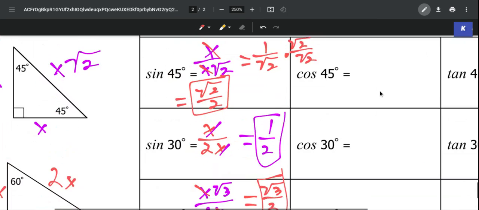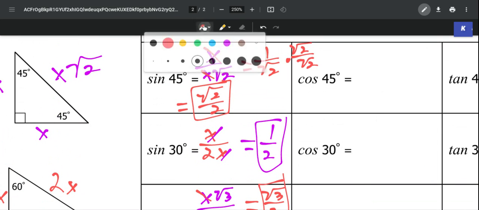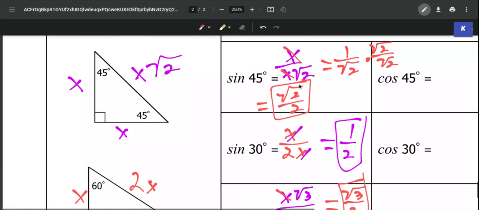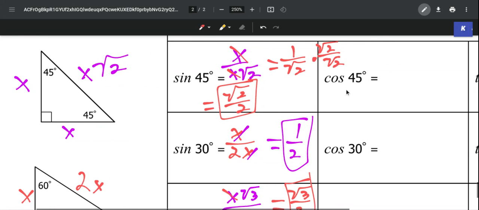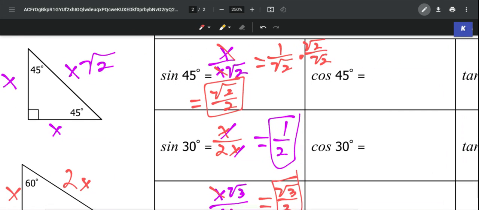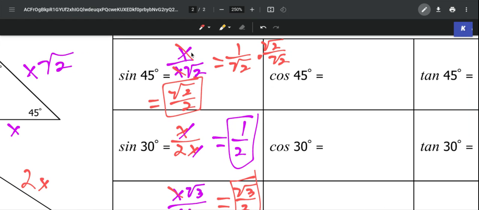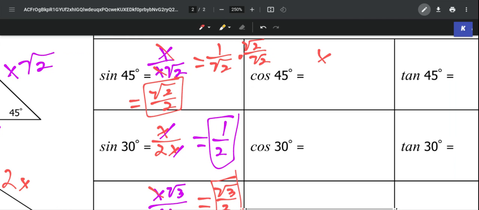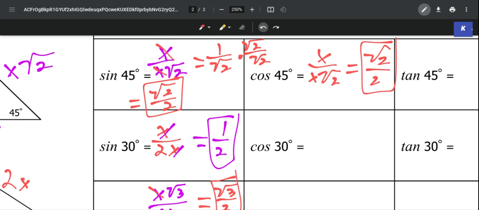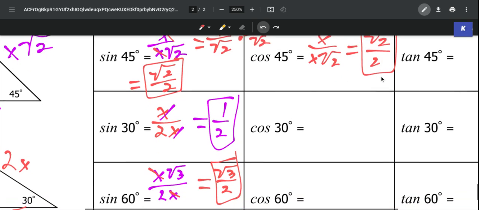If we go to cosine of 45 degrees, that means we're looking at a 45, 45, 90 triangle. So cosine says do adjacent over hypotenuse, which is still going to be the same exact values. So it's going to be x over x radical 2, which is going to give us radical 2 over 2, as we saw from doing this one. It's the exact same. So anytime you see sine 45 or cosine 45, it's radical 2 over 2 every time.